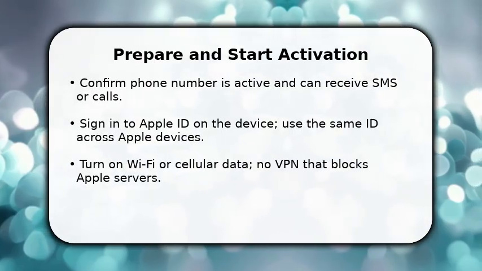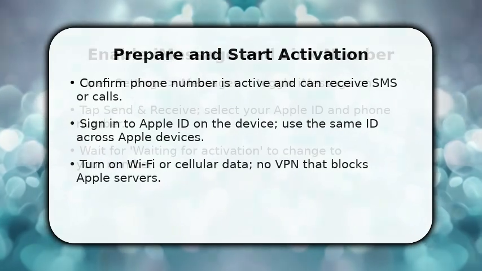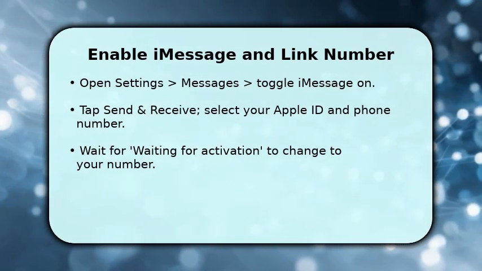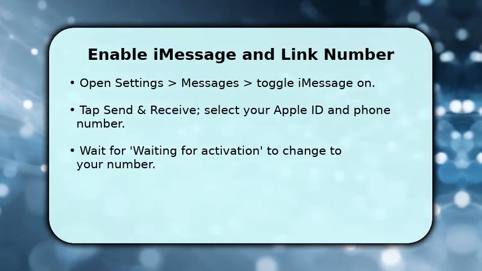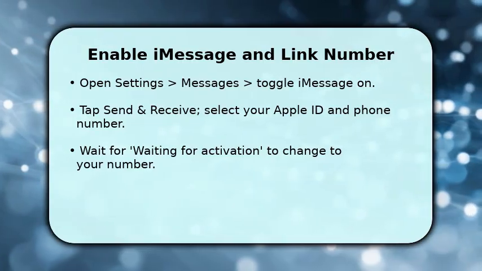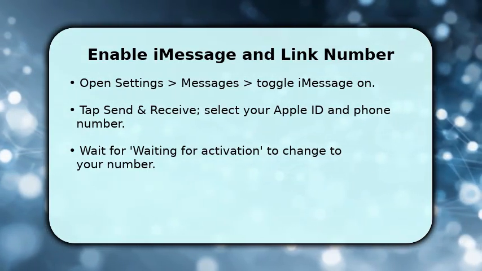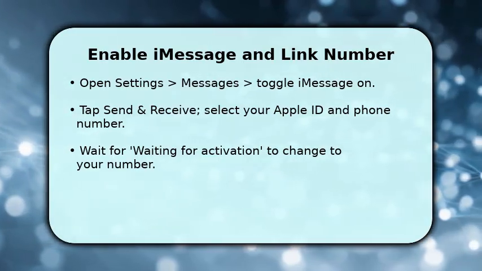Now go to Messages in Settings to start activating iMessage with your number immediately. Turn on iMessage in Settings Messages. Toggling it starts the activation sequence, which contacts Apple servers. Then tap Send and Receive and ensure your Apple ID is signed in and the phone number is checked under You can be reached by iMessage at. This links the number to iMessage for sending and receiving.